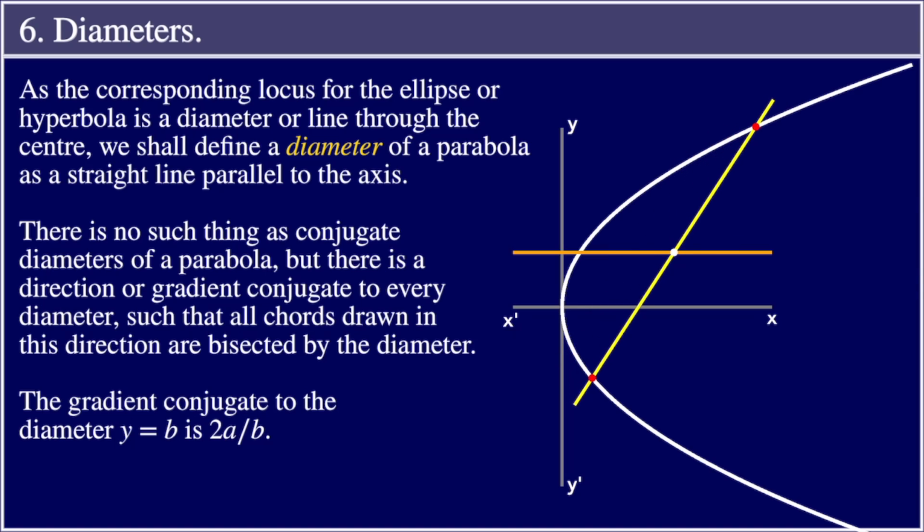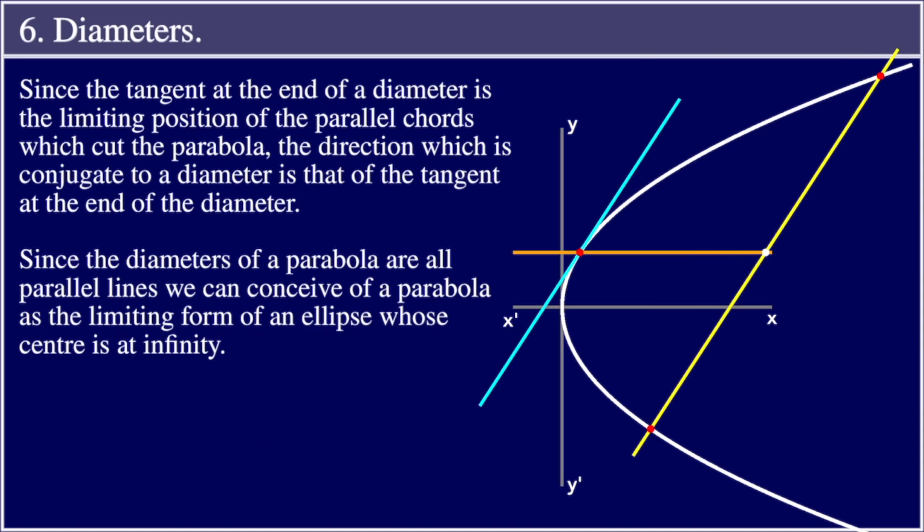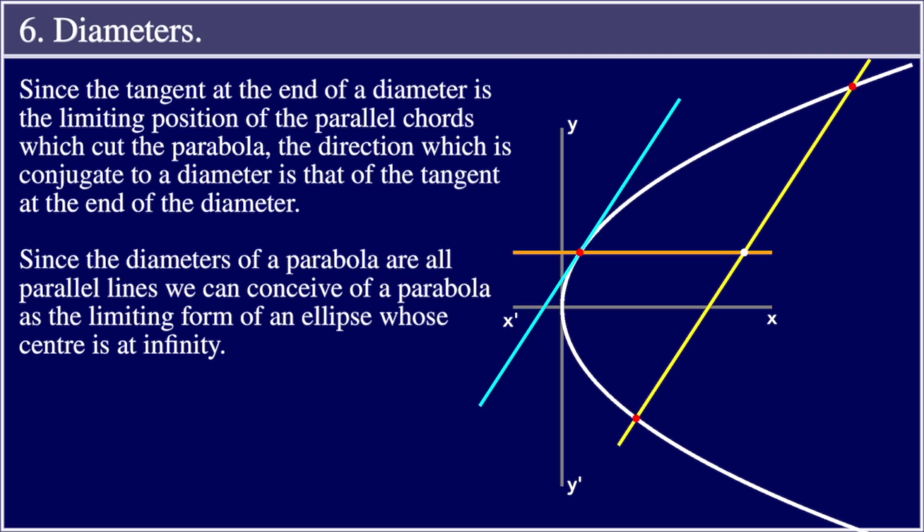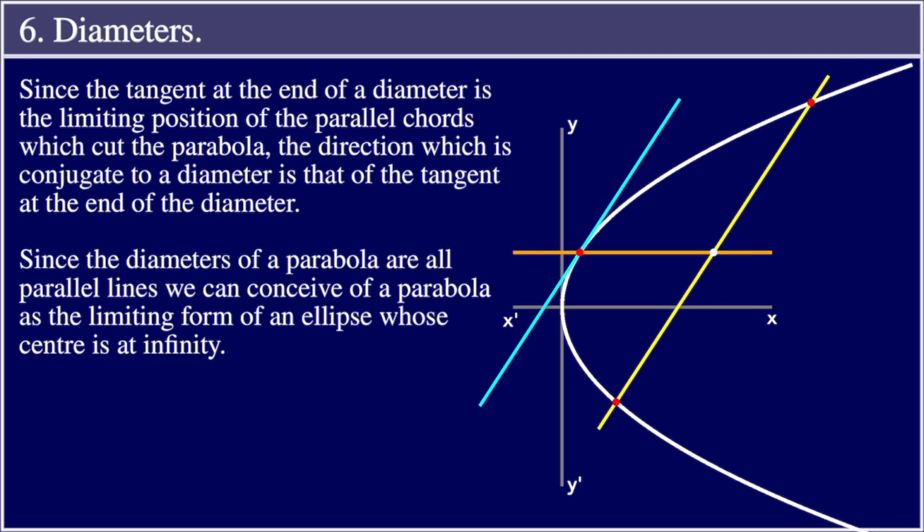The gradient conjugate to the diameter y = b is 2a/b. Since the tangent at the end of a diameter is the limiting position of the parallel chords which cut the parabola, the direction which is conjugate to a diameter is that of the tangent at the ends of the diameter.